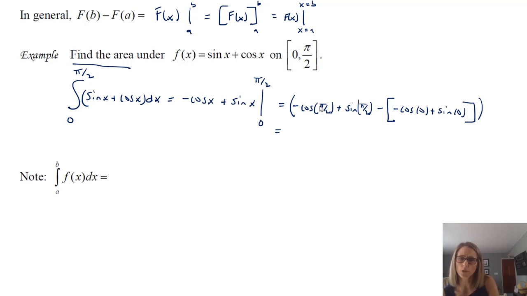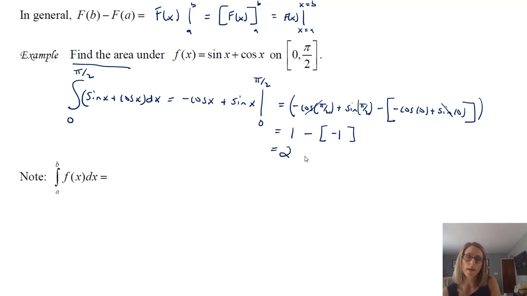And then I'm just evaluating what I get here. So cosine of pi over 2 is 0, sine of pi over 2 is 1, minus, and then we've got cosine of 0, which is 1, and so we have a negative on that, so a negative 1, and then sine of 0 is 0. So we get the answer of 2.